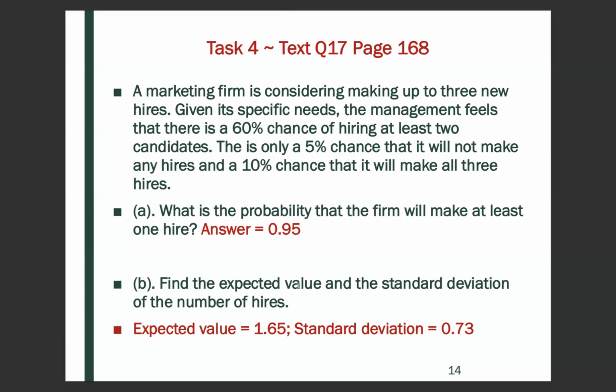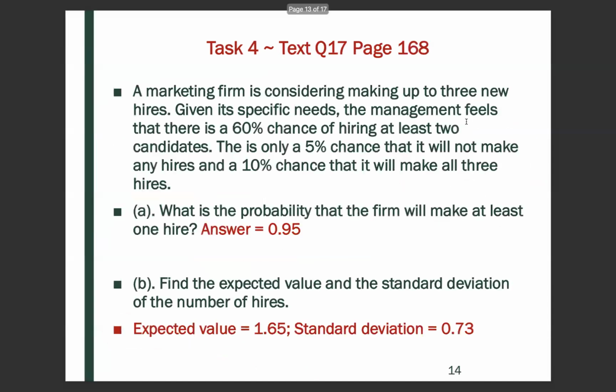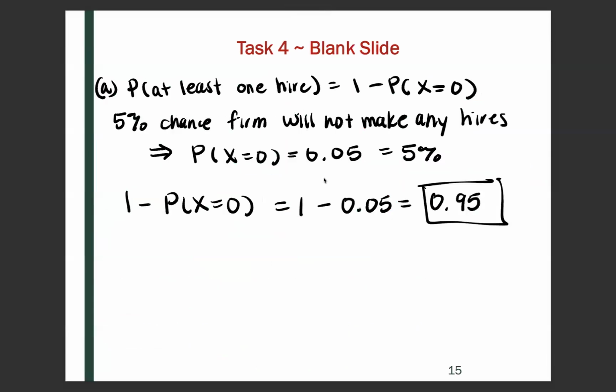And then find the expected value and standard deviation of the number of hires. So first, let's find the expected value, since we then need that to find the standard deviation. So here, as a reminder, the expected value of x is the sum of x times the probability of x. And so this right-hand side is the information that we were given. We were given that the probability of no hires is 0.05. We were also given a 10% chance that they will make all 3 hires.